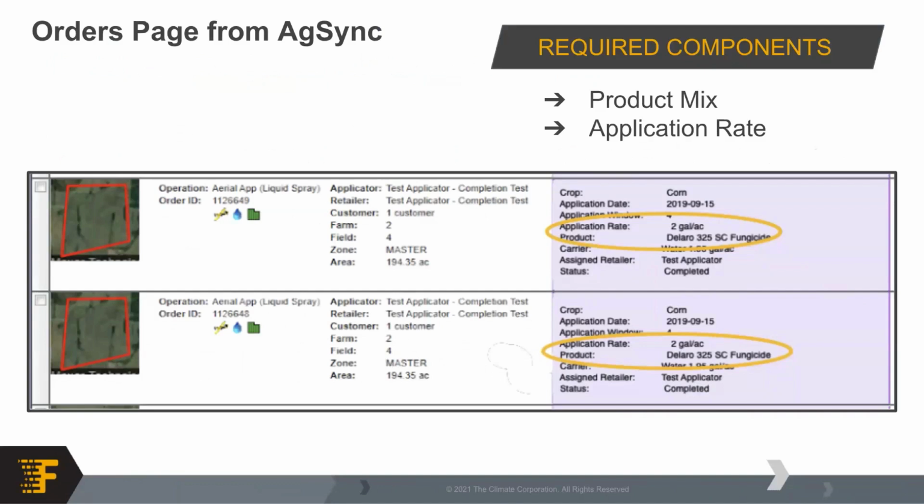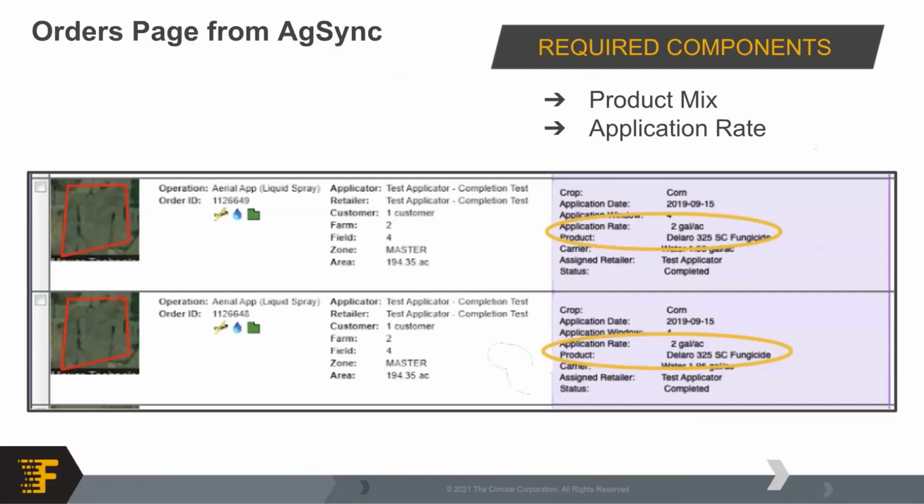So here's your standard example of an orders page from AgSync. This is exactly what your aerial application pilot will receive. And these are the components that they'll be inputting into their display to ensure that your fields get sprayed appropriately and properly, and that all the data will be contained within that shapefile. Here in this example, you'll see two things circled, the application rate and the product. We're applying 2 gallons per acre of Delaro 325 fungicide. As long as this is all filled out within that order request, it's a confirmation that the pilot will also be inputting this into their display in the cockpit.